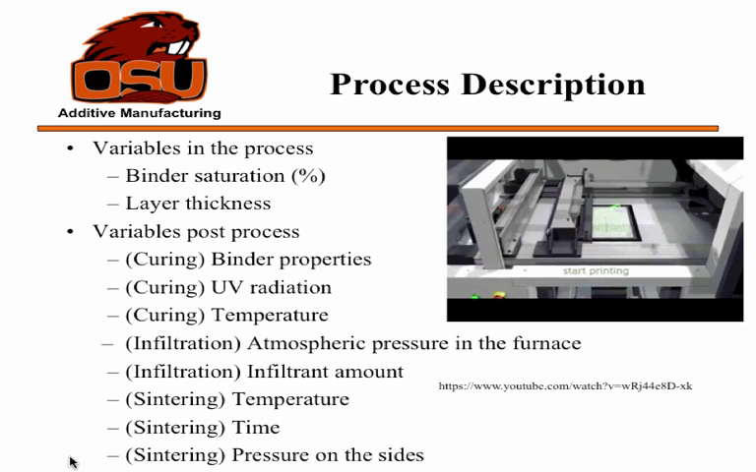In curing, the main variables are the binder properties, UV radiation, depending on if it is a binder that gets cured with heat or radiation, and temperature. For the infiltration, the variables are the atmospheric pressure in the furnace and the infiltrant amount. And for sintering, the temperature, time, and the pressure on the different faces of the object.